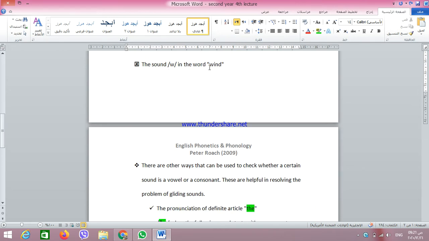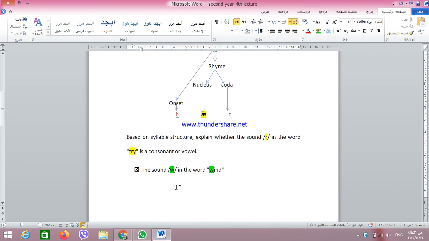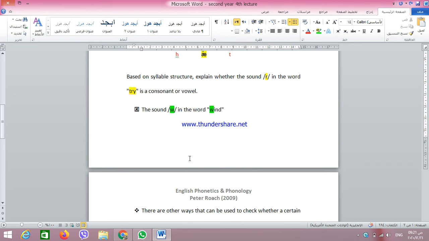The sound w in the word wind. This is what we are after at this particular point, because if you remember, we started talking about gliding consonants, which are phonetically vowels, in the sense that in their production there is no obstruction to the airflow. But the question is, are they vowels or consonants? Now, if we go to the phonological level and we make use of this syllable structure, we may tell for sure that w is either consonant or vowel. We are going to discuss this.